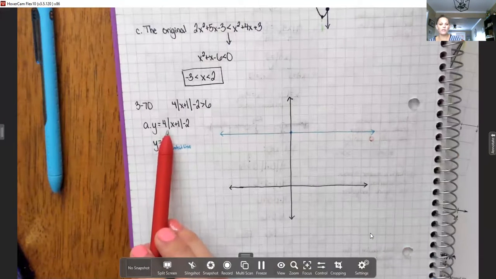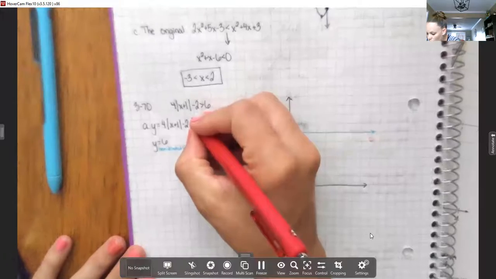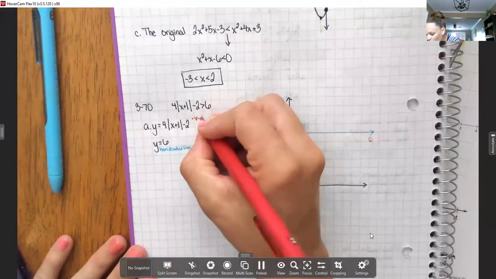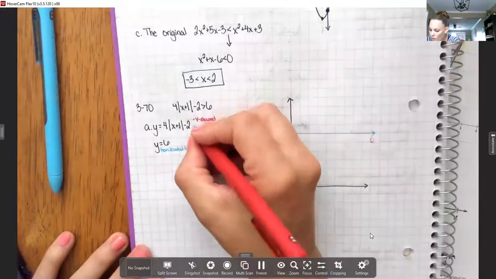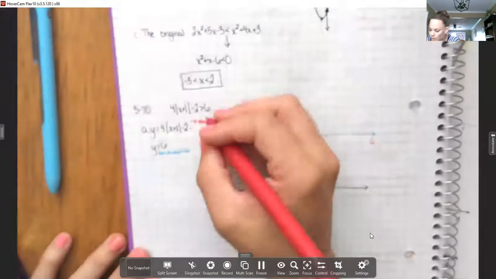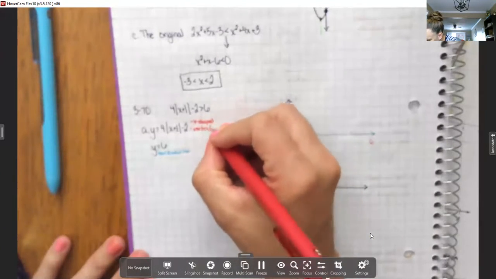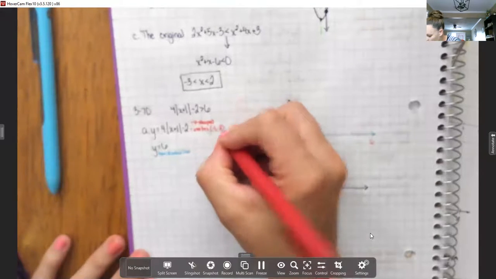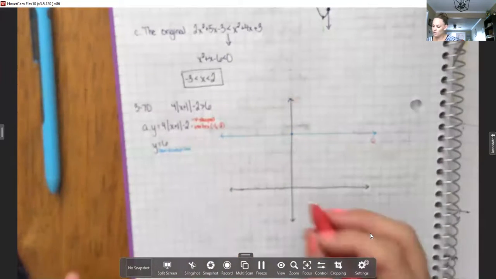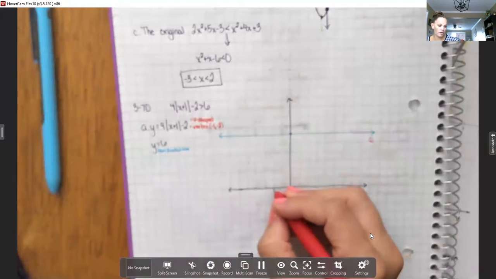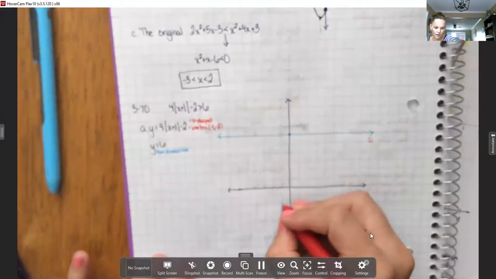Absolute value graphs, so we should know a few different things. We should know it's V-shaped. The locator point or the vertex here is going to be -1, -2. That's my h, k values. So -1, -2 is here.